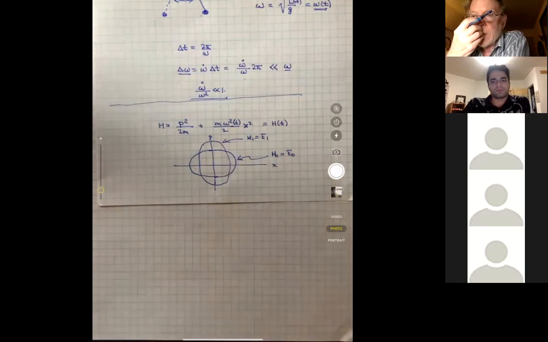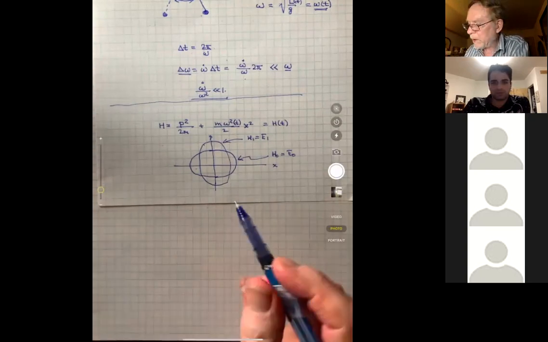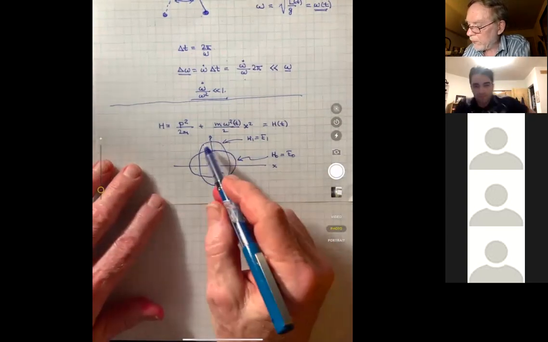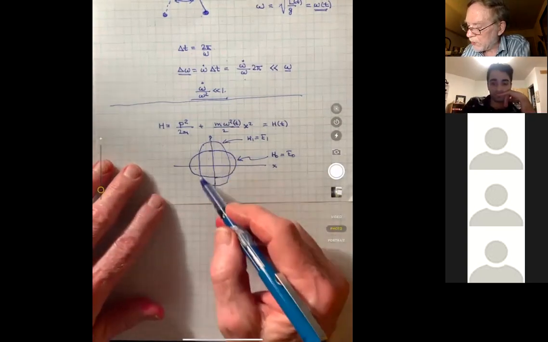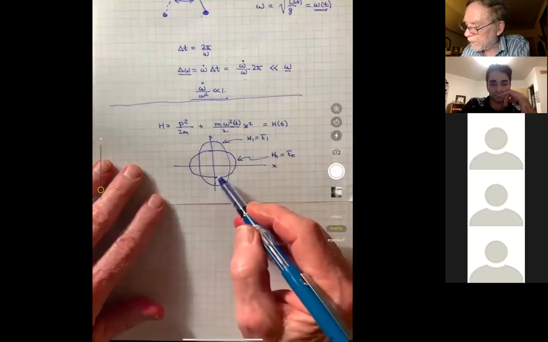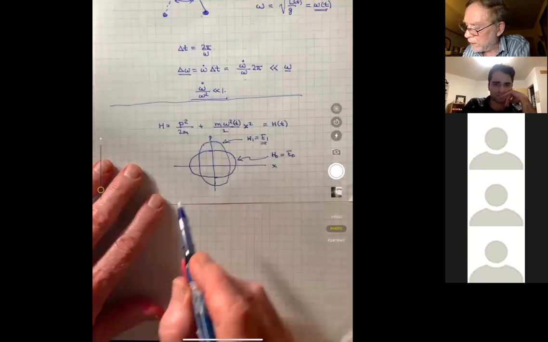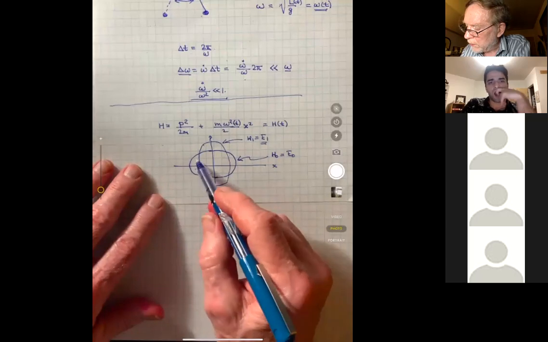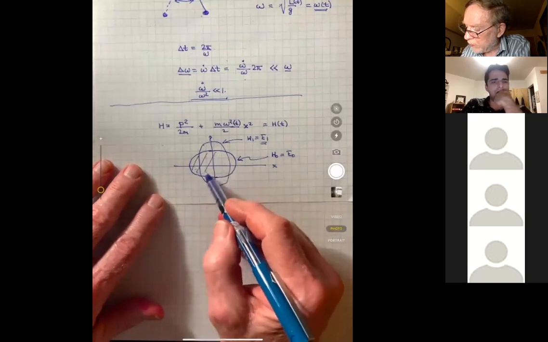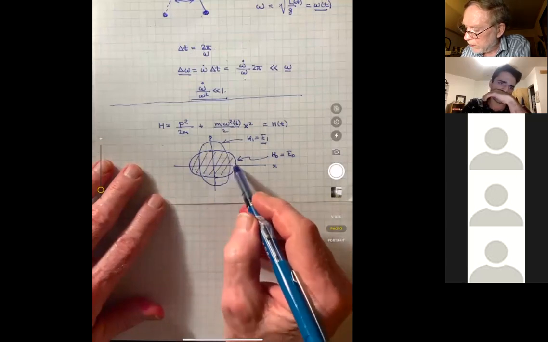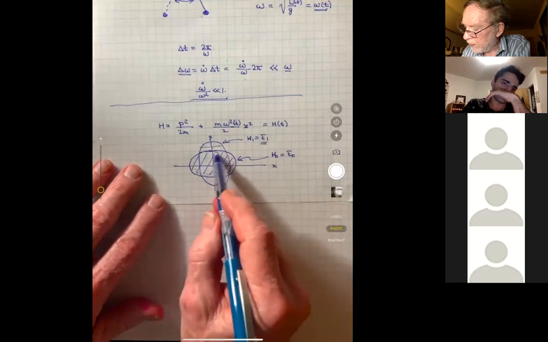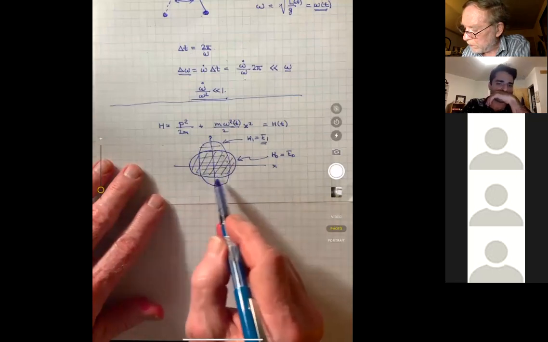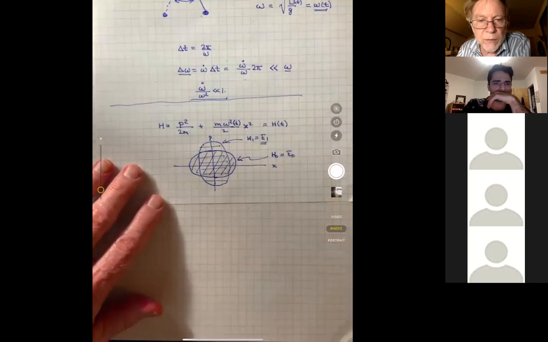Well, the answer to that question is given by the following rule. Obviously the shape and the size of the final ellipse is going to depend on the value of E1. And here's the rule: the area of the original ellipse is equal to the area of the final ellipse. That's the content of what's called the adiabatic theorem in classical mechanics.